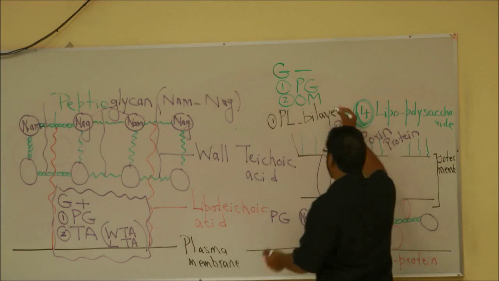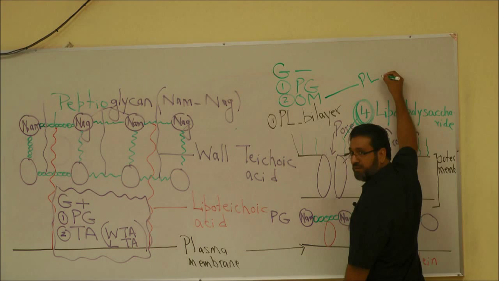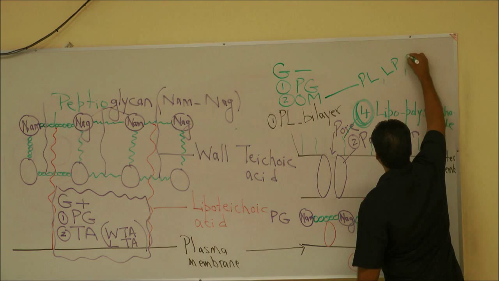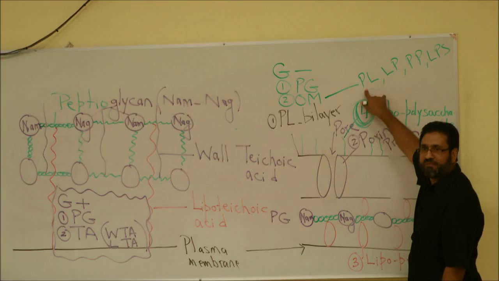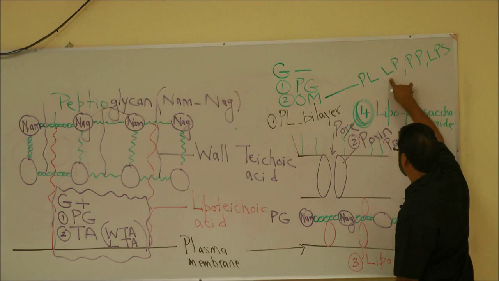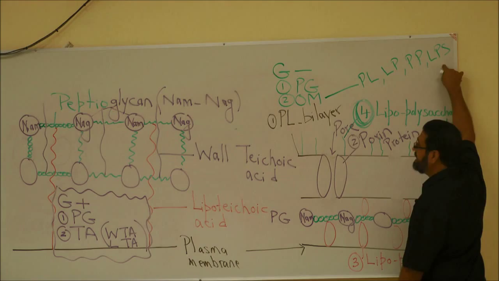And outer membrane is made up of four things, right? PL, phospholipid, lipoprotein, PP, and LPS. Okay, easy to abbreviate. What is PL? Phospholipid, and then flip it, LP, lipoprotein, PP, porin protein, and LPS, lipopolysaccharide.